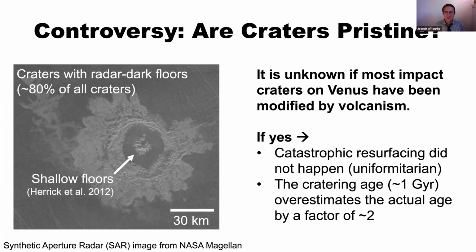I've done some detailed statistical analyses of the spatial distribution of these dark floored craters on Venus. And if these dark floored craters are modified by volcanism, then catastrophic resurfacing did not happen. The cratering age would underestimate the average age of the surface by about a factor of 2.